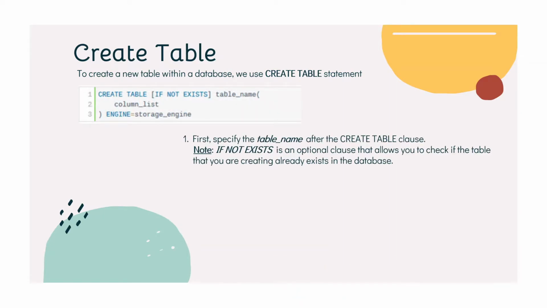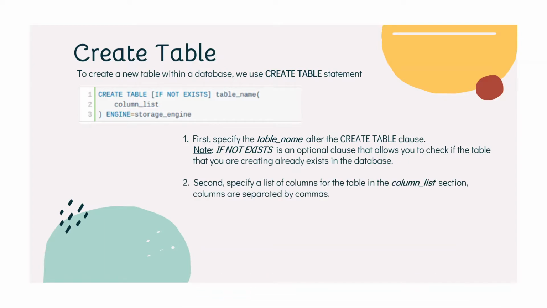First, we specify the table name after the create table clause, and note that if not exists is an optional clause that allows you to check if the table that you are creating already exists in the database or not. If the table exists in the database, MySQL will ignore the whole statement and will not create any new table. It is highly recommended to use if not exists in every create table statement to avoid an error of creating a new table that already exists.